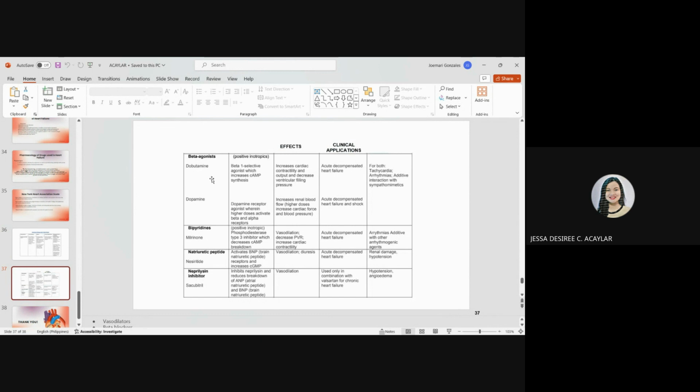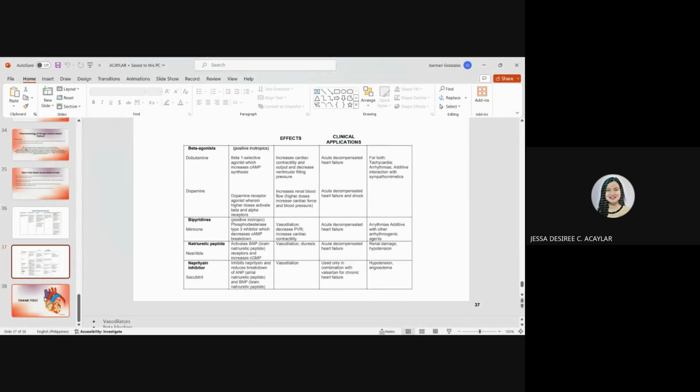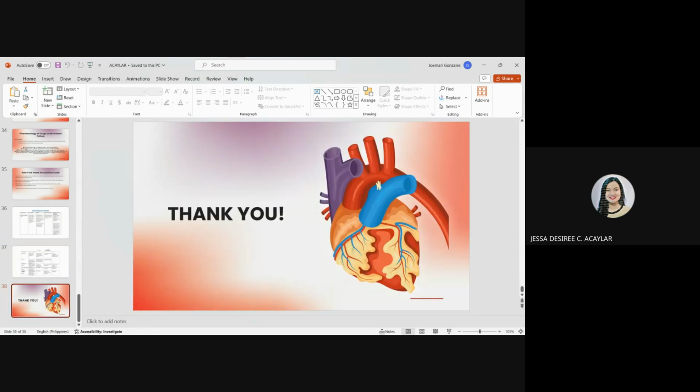Also, for heart failure, we have the vasodilators, the beta blockers, and the diuretics and the angiotensin antagonist. But hindi ko na po siya nilagay dyan kasi nandun na siya sa previous slides po. So, I think that's the last one.